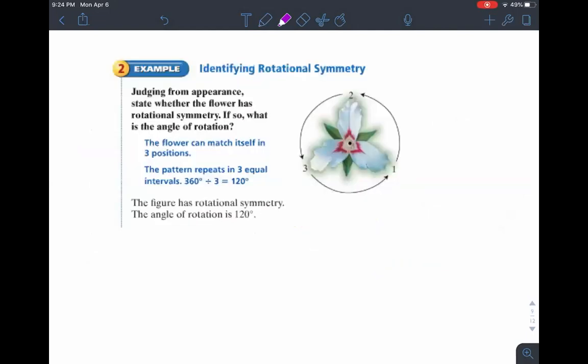Another quick example. Here we have this flower that's sort of triangular, and you can see that you could do this 3 times. Here, here, and then back home again. So there's 3 rotational symmetries in this figure. So 360 divided by 3 is 120 degrees. So just like we said before, this figure has rotational symmetry, and the angle of rotation is 120 degrees.